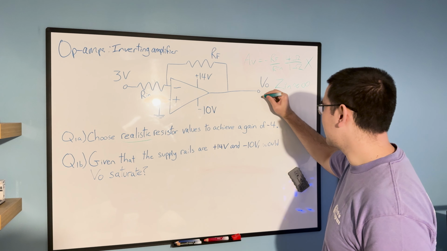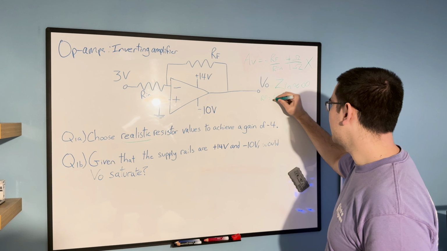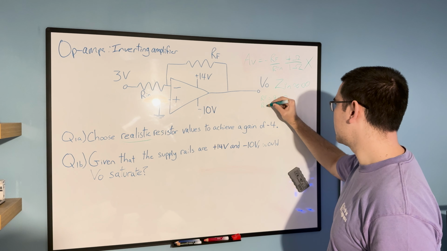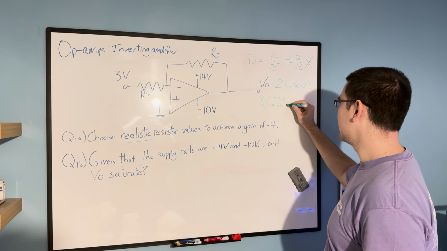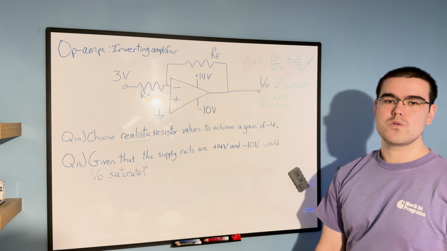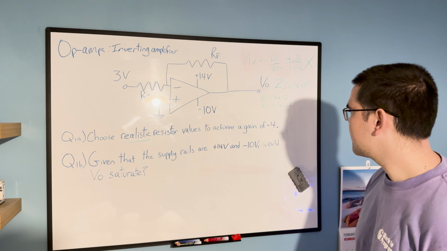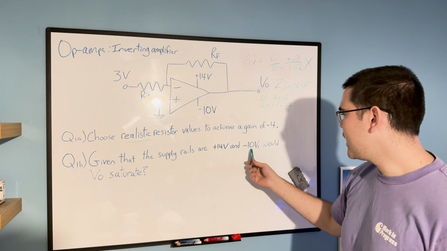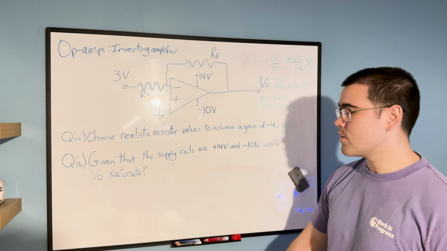So you could do like RF is equal to 8 kilo ohms and R in is equal to, let's say, 2 kilo ohms to achieve a gain of -4 with realistic resistor values. Okay, so that's question 1A done. So given that now the supply rails are plus 14 and minus 10 volts, would VO saturate? The answer is yes. So let's see why.